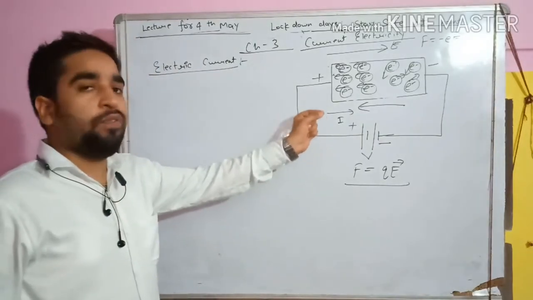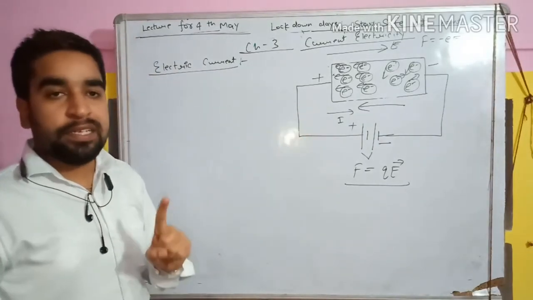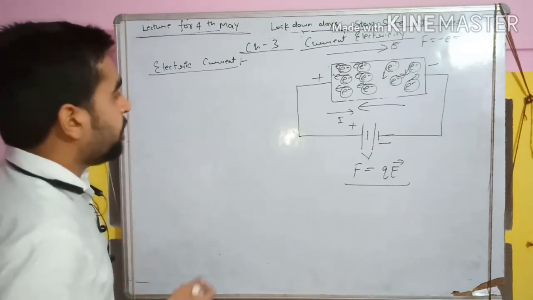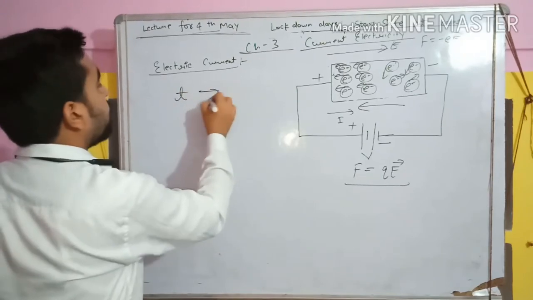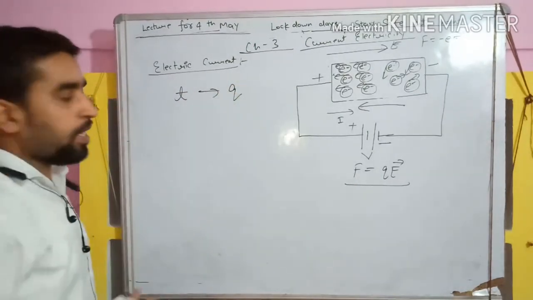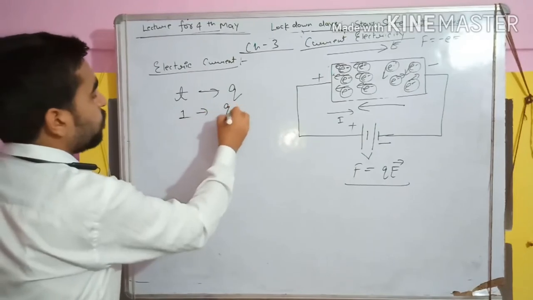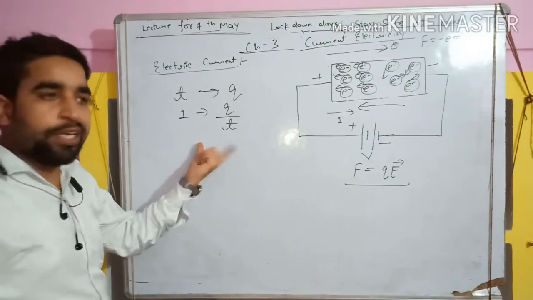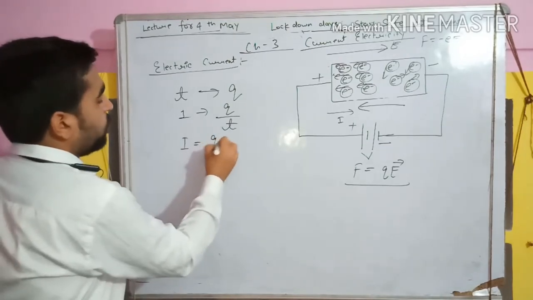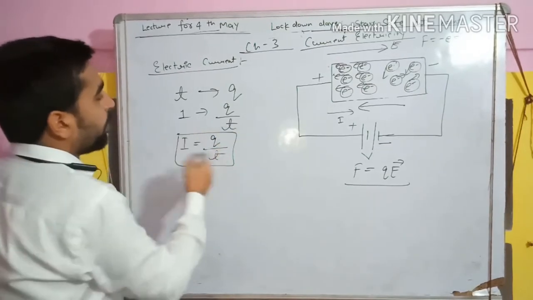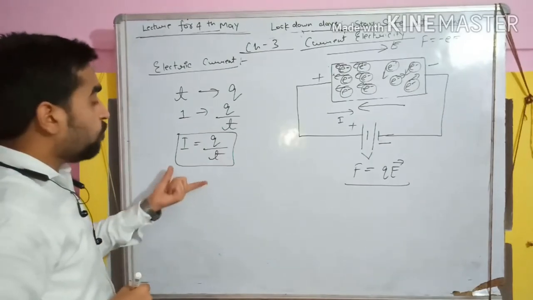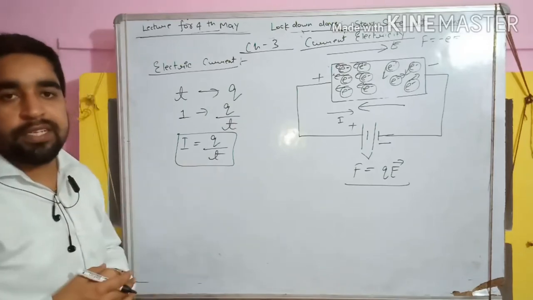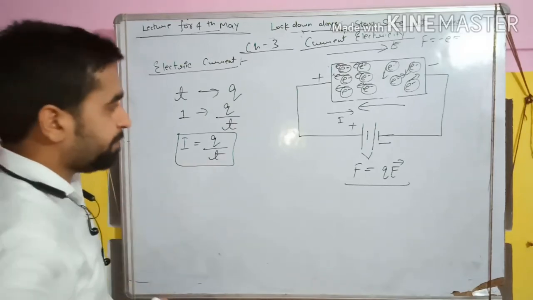Now students, why do we need the current? Because we want to calculate the overall rate of flow of charge. For example, suppose in time t, q coulomb of charge has flowed. Then in unit time, how much charge has flowed? That is q upon t. The charge which flows in unit time will be known as current. So I equals q upon t. This is how we can define electric current. The charge that flows per unit time is known as current, or we can say the rate of flow of charge with respect to time is known as electric current.